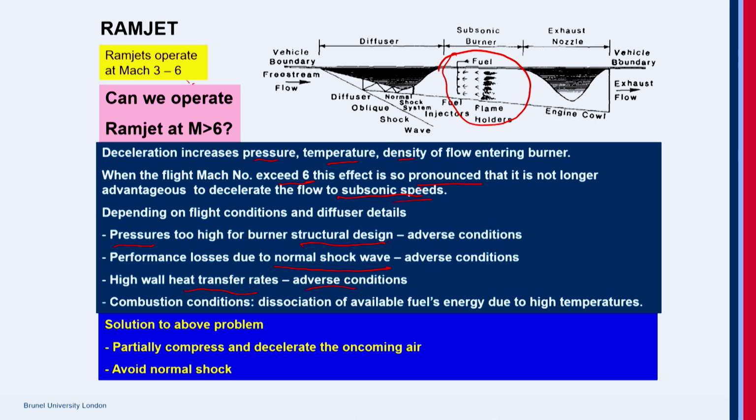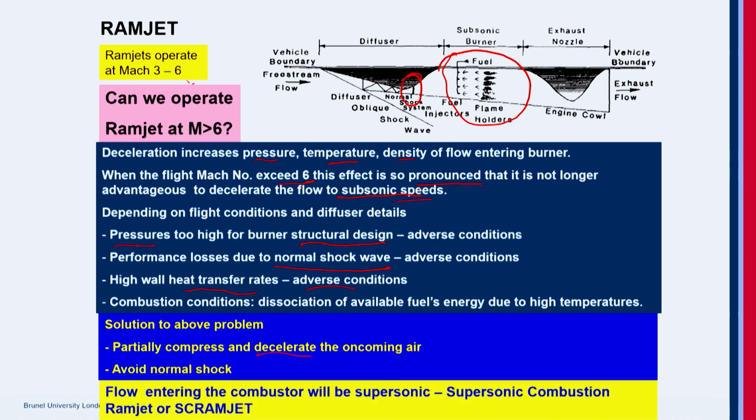The solution is not to decelerate the flow to subsonic. So it is to partially compress and decelerate the oncoming air. The main thing is to avoid the terminal shock. The only thing that makes it a subsonic combustion is the terminal shock. So eliminate the terminal shock. If you eliminate the terminal shock, then we can have a supersonic flow coming into it. So that is the solution if you want to go for flight speeds above Mach 6.